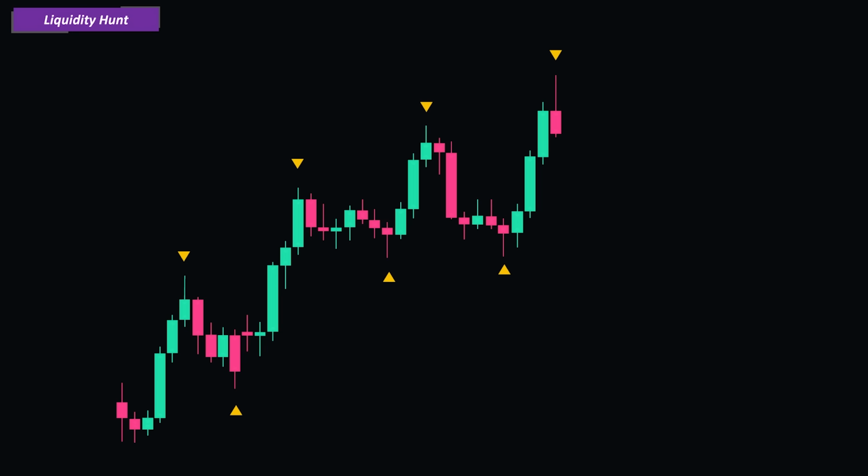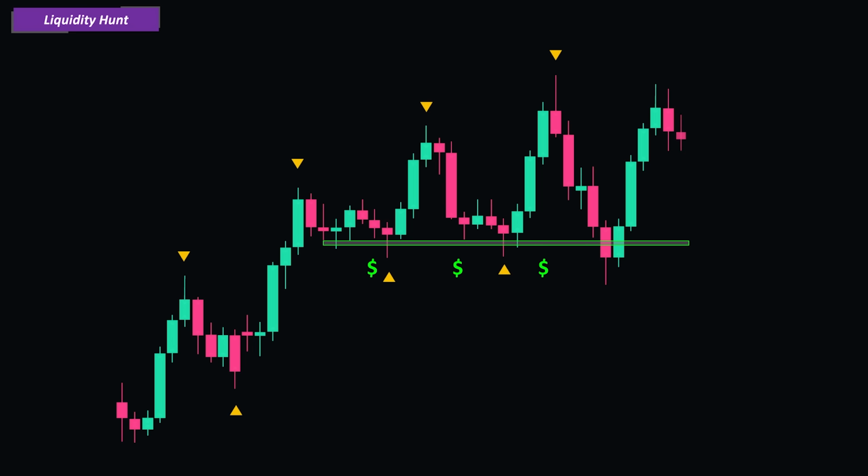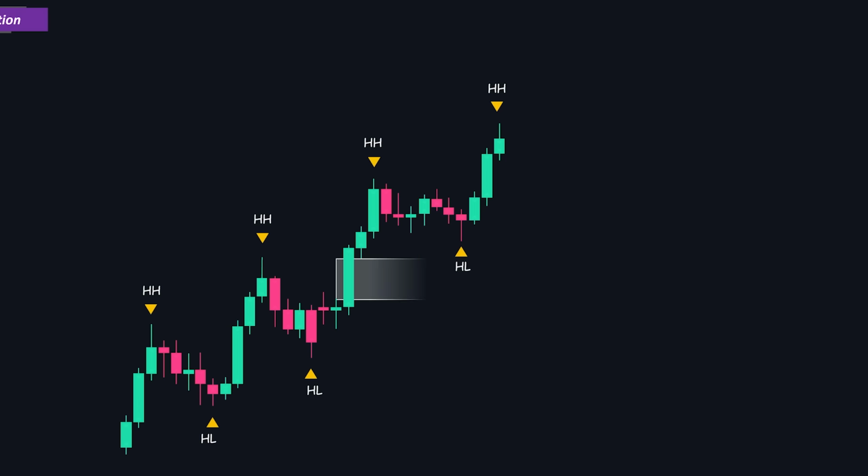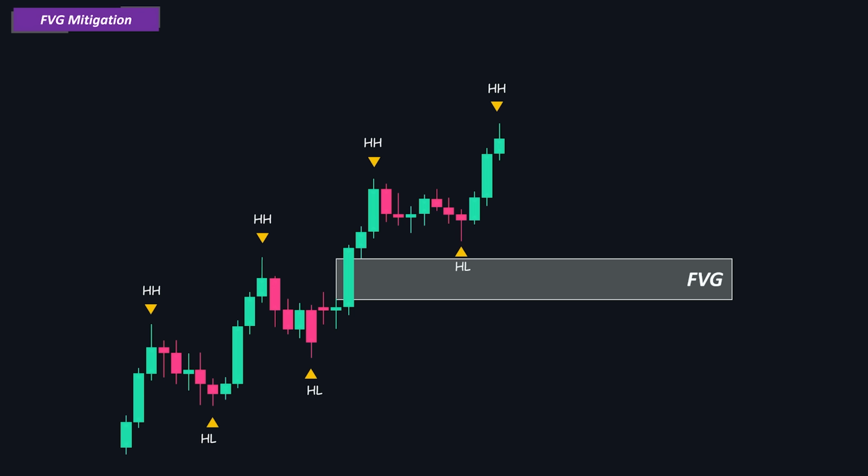If the swing low is placed in a liquidity area, price may briefly break below it to grab liquidity and then quickly reverse. This was just a false move to grab liquidity, not a real reversal, which makes the change of character invalid. Number 3. Fair value gap mitigation. If there is a fair value gap below the swing low, price may drop to fill or mitigate the gap and then continue higher.